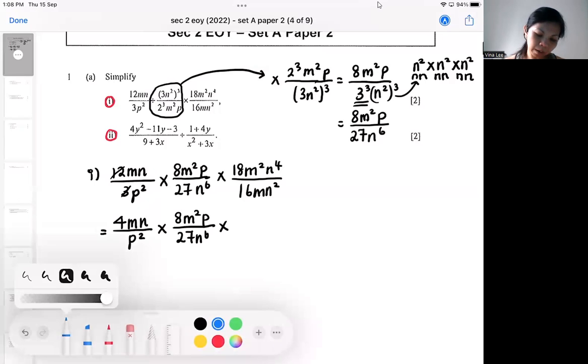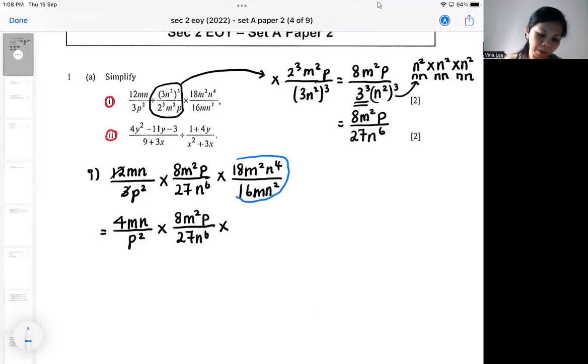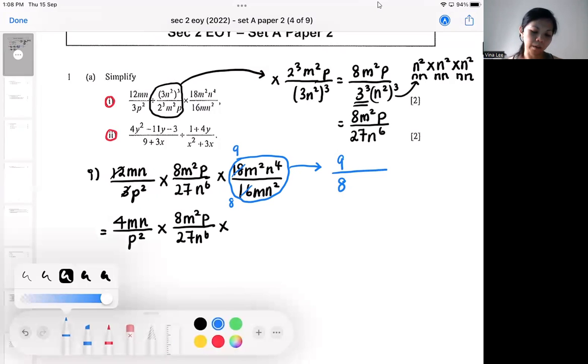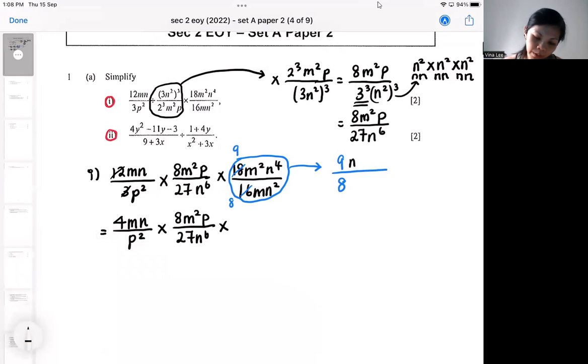Okay, but if I look at the last one, I do have quite a bit of things to cancel. So this is where you can do your side working. So you do your side working, okay, you will realize that the number can be reduced to a 9 and an 8. And then I got double m. I got 4 of the n. At the bottom, I got 1.